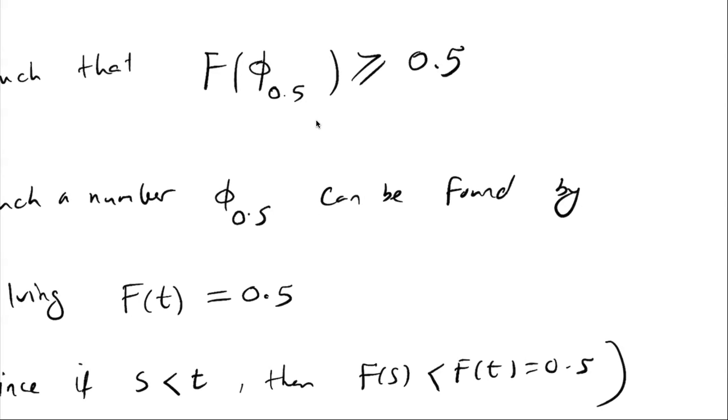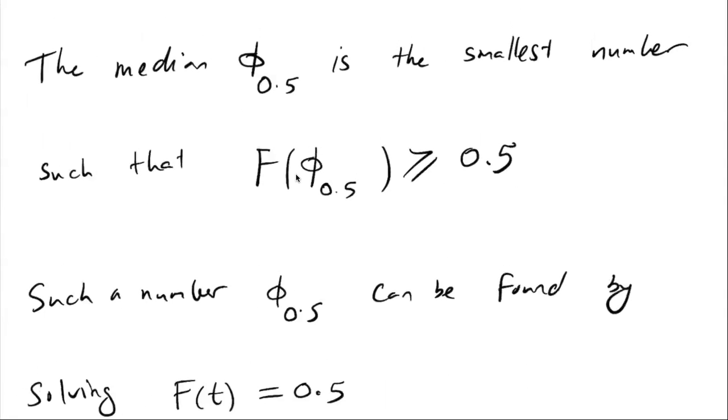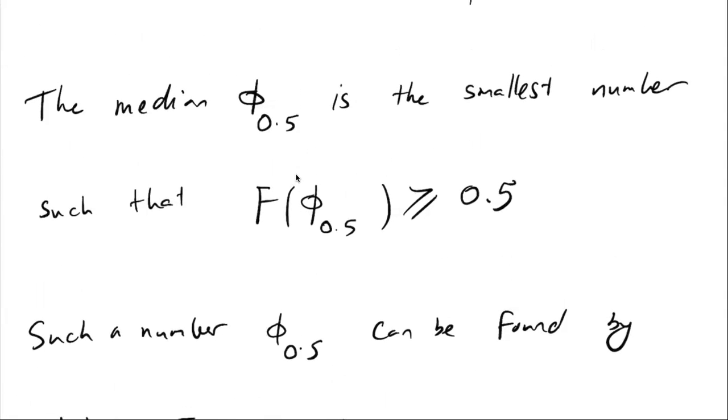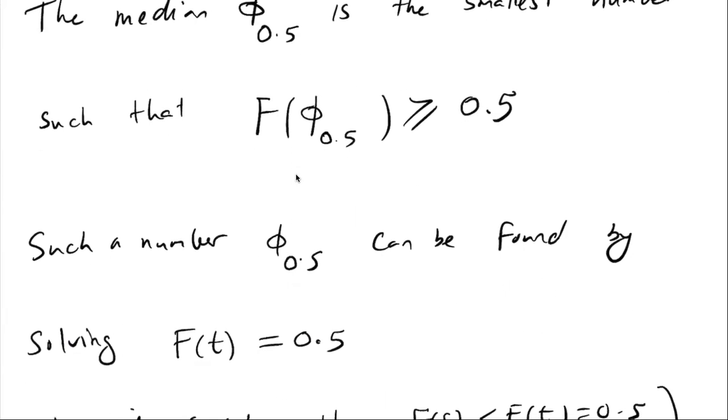So in the case of a continuous random variable, this seemingly a little bit complicated definition can be simplified as saying that capital F of the number equals 0.5 will simply give us the median. Capital F of a number equals 0.5 will give us the median.